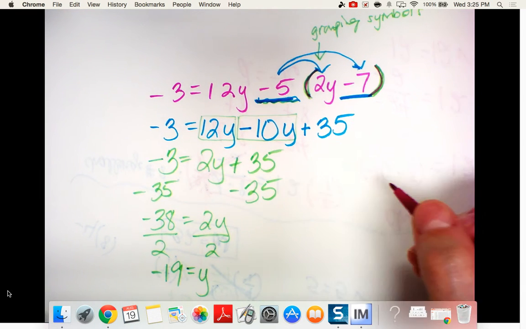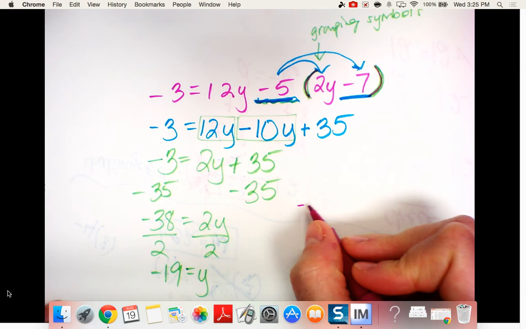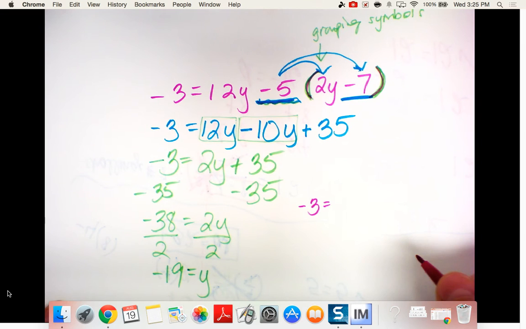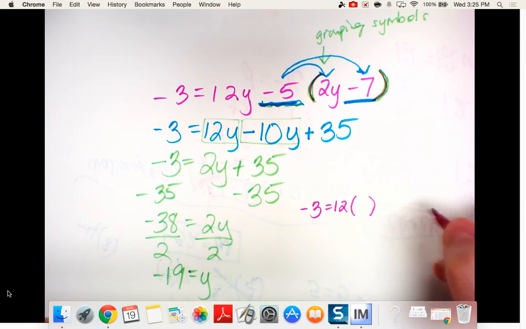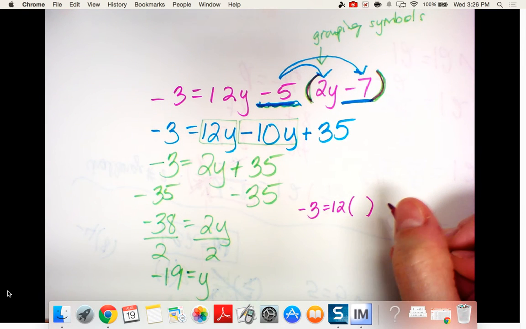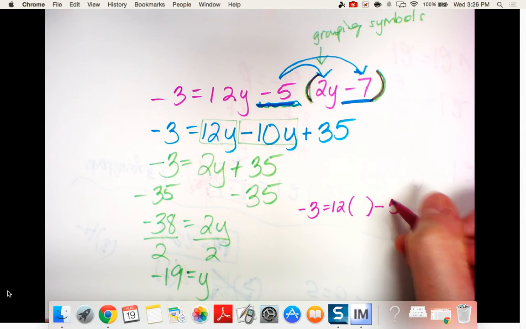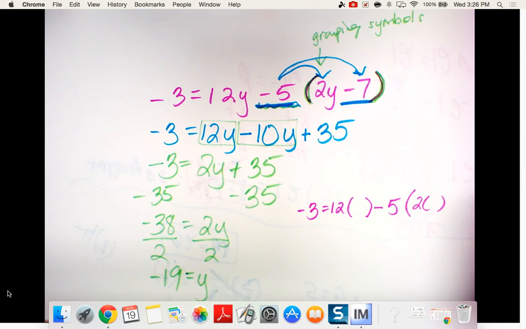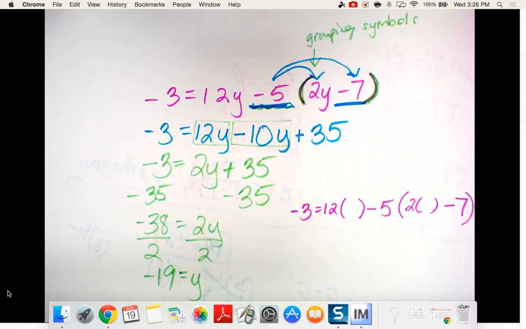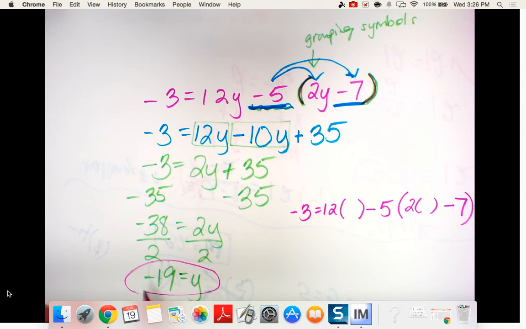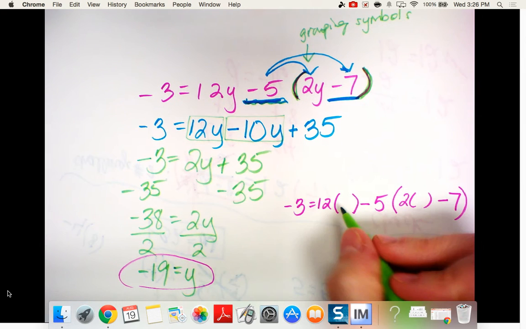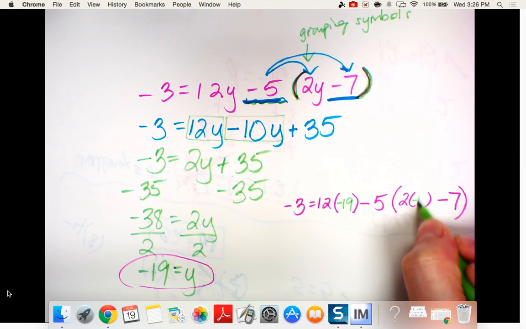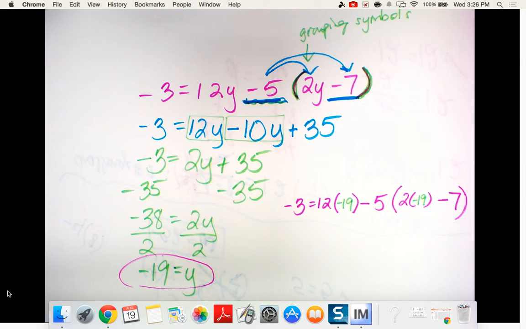Now I'm going to check this. This one looks more difficult to check. So I'm going to put parentheses where I'm substituting in negative 19 for y. That takes care of separating this negative sign from any other number. So we have 12 times negative 19 here, and we have a negative 19 here. So I'm going to check this by hand for you.